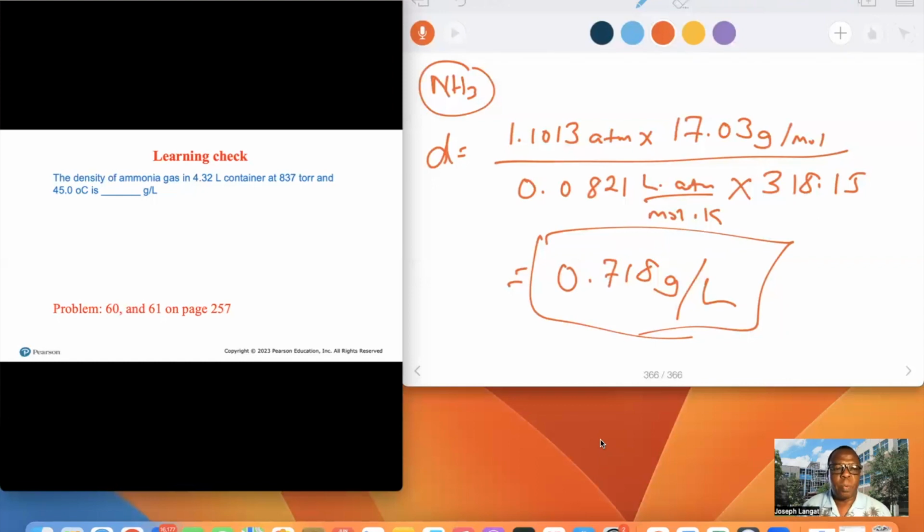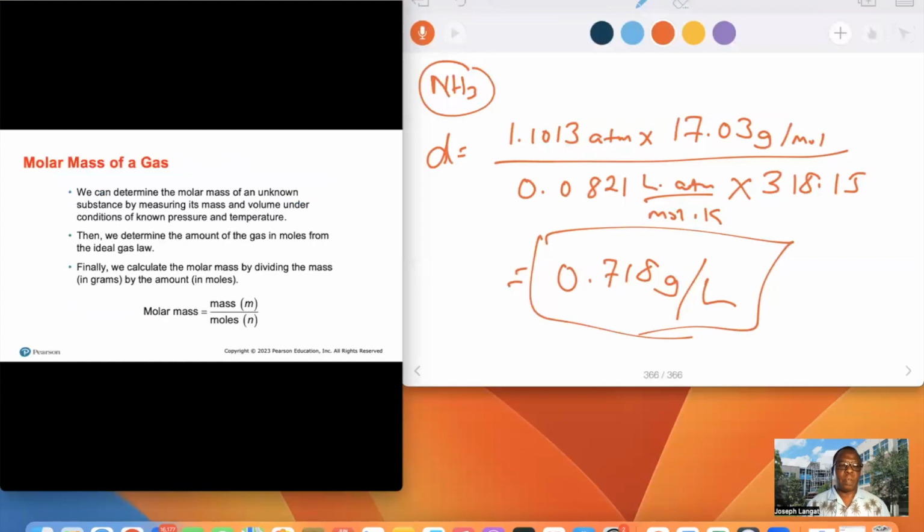So if you look at what we are given here, we don't know the mass. We don't know the amount. So how do we proceed with determining its density in grams per liter? By using the ideal gas equation. Look at problem number 61 on page 57. It's a similar problem. You should have answers at the back of the text for question 61. Practice how to use the ideal gas equation to find the density of a gas.